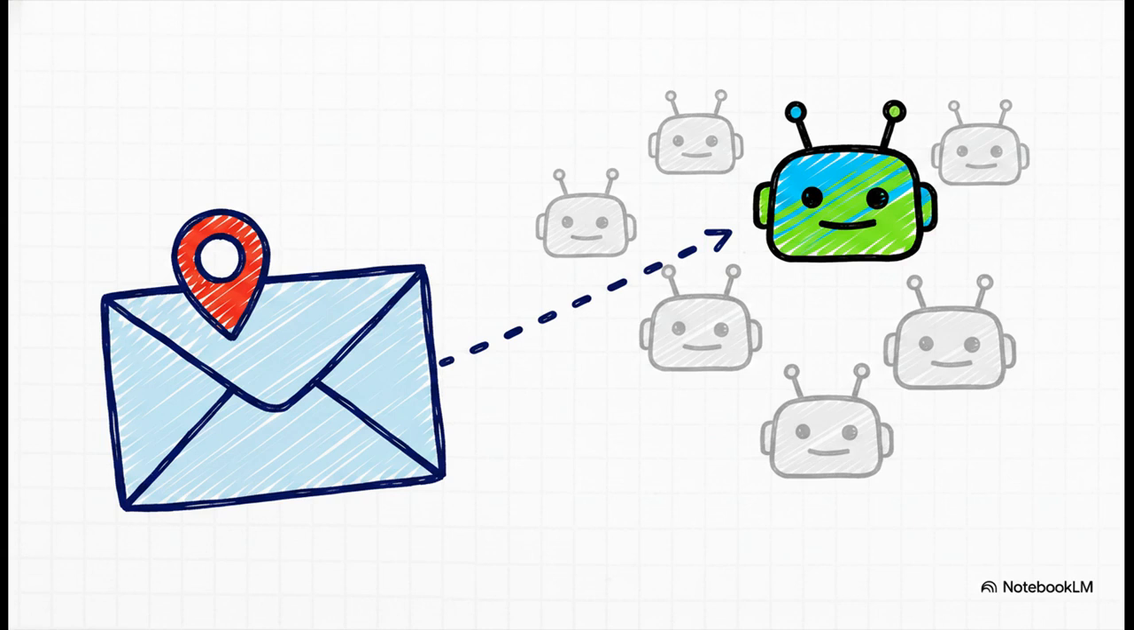First up, Agent Runtime ARN. Every single agent you create gets a unique Amazon Resource Name, or ARN. Just think of this as the agent's specific phone number or mailing address. You have to provide this so the service knows exactly which agent to route your message to.